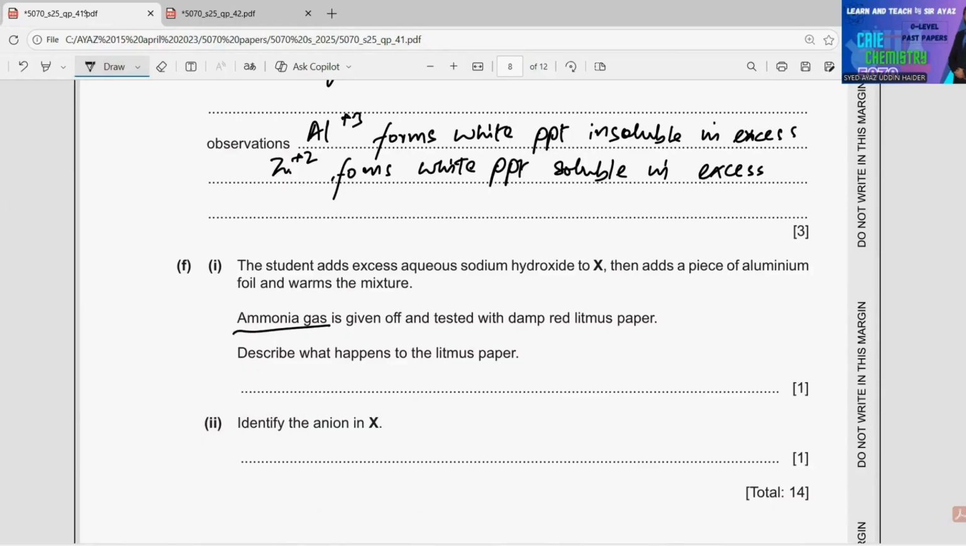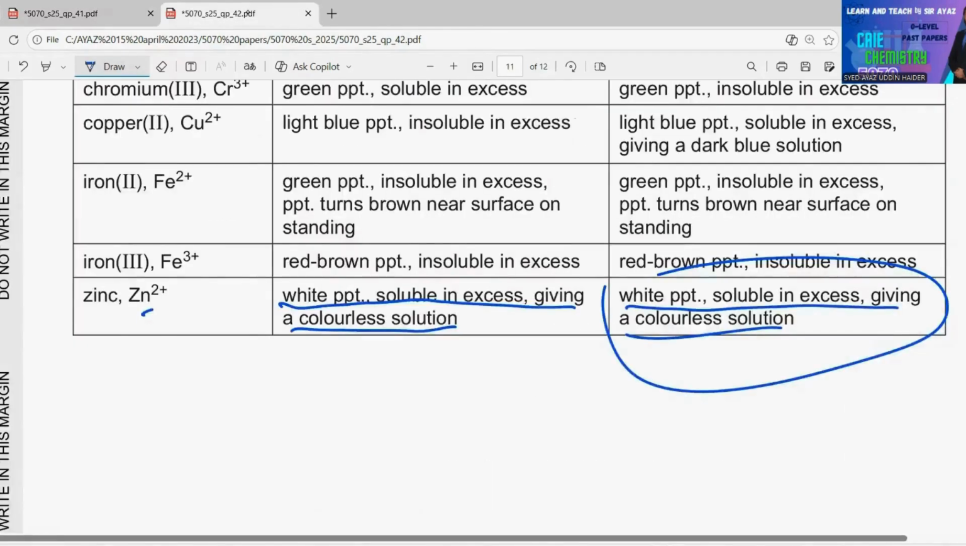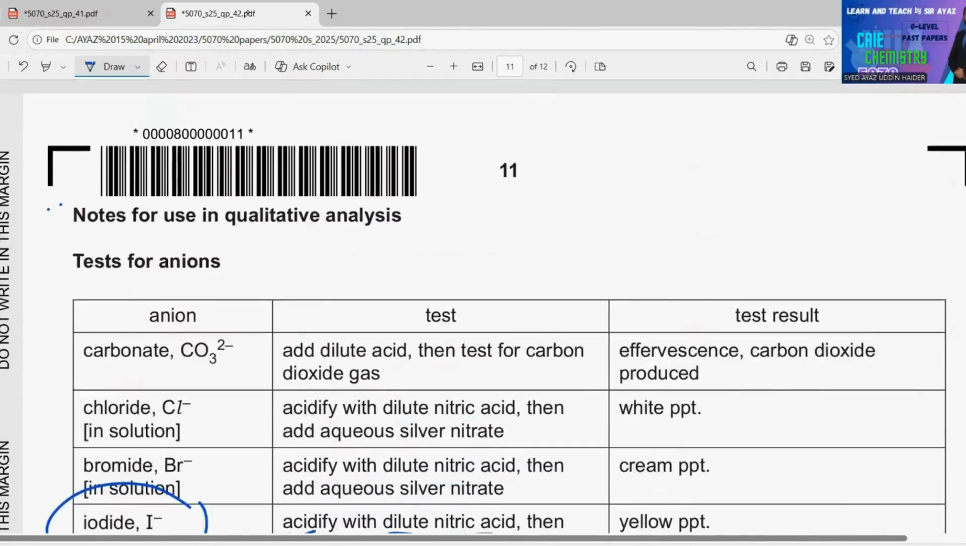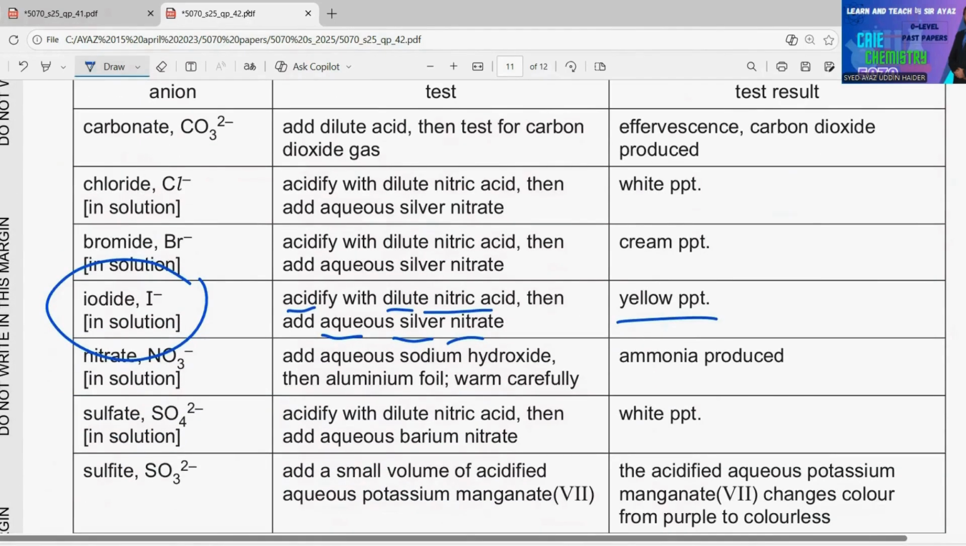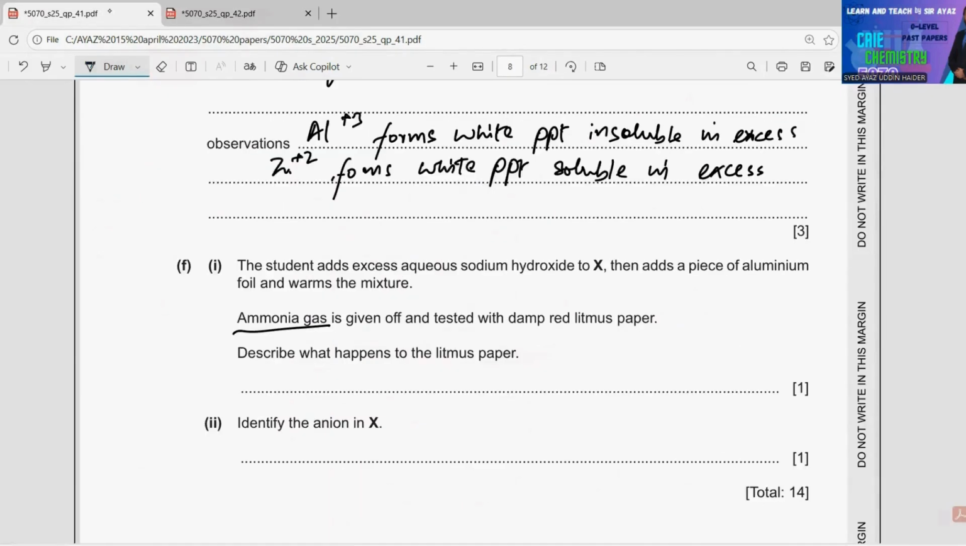You see ammonia gas given off. It must be the test for the anion. Here's the list. It's a test for the anion, and this test is for the presence of the nitrate ion. You are adding sodium hydroxide and aluminum foil, and if you warm it, you will get ammonia produced, which gives a test with damp red litmus paper. So what will happen to the damp red litmus paper? It will turn blue. So you write turn to blue.